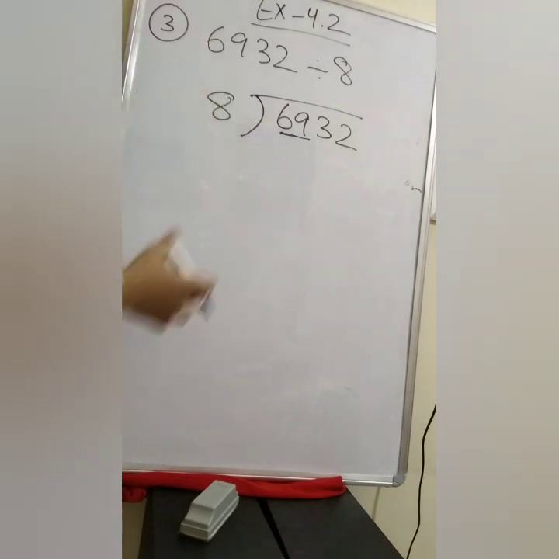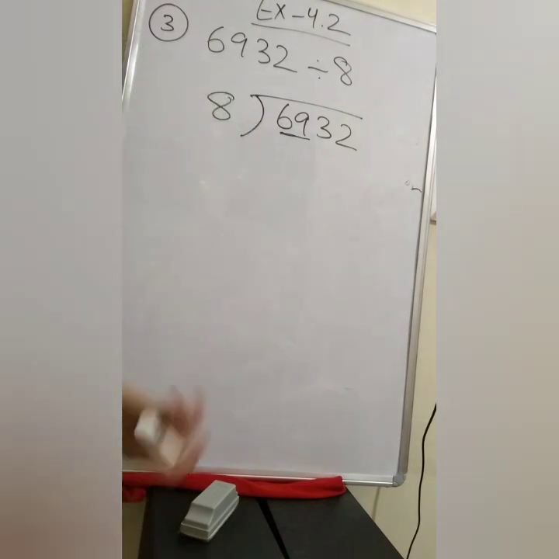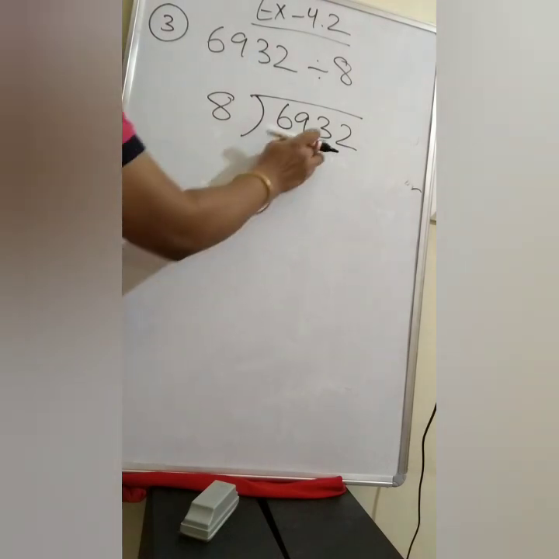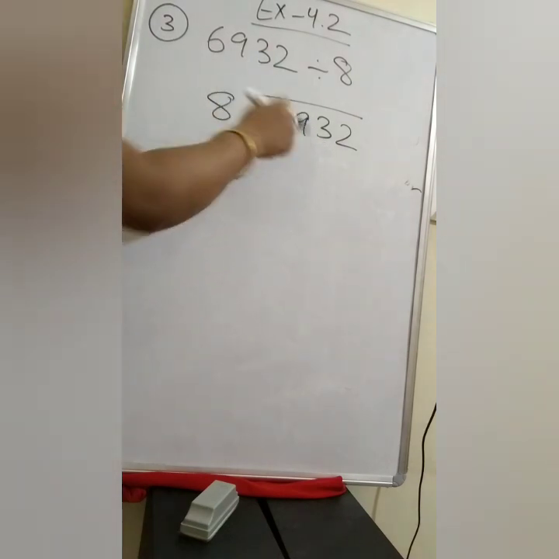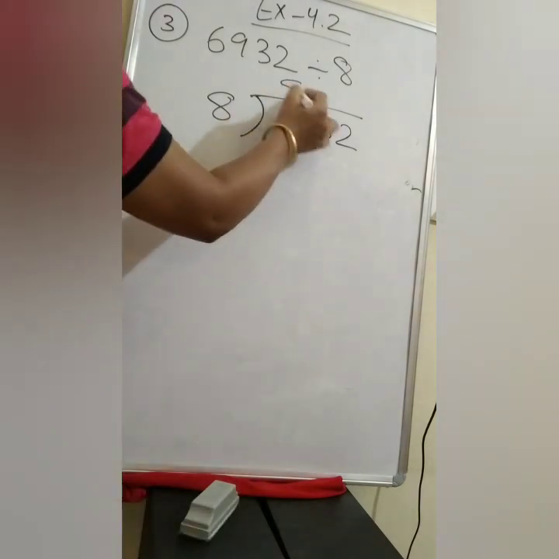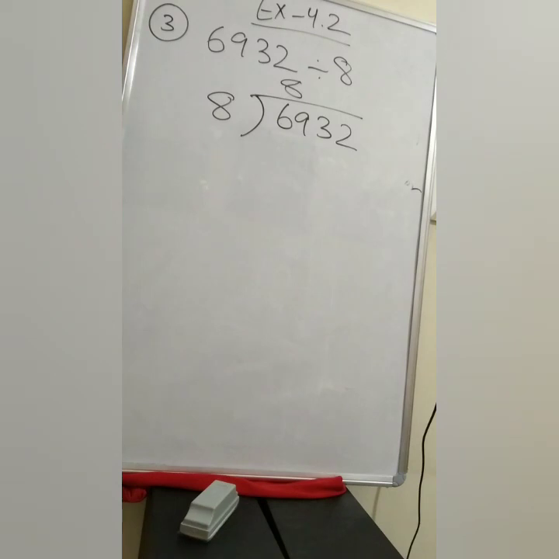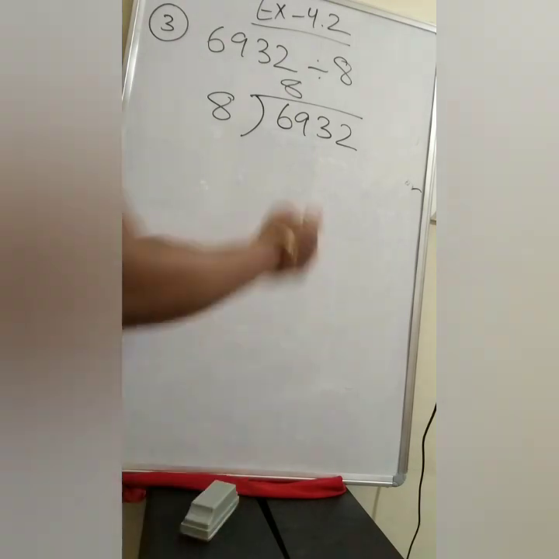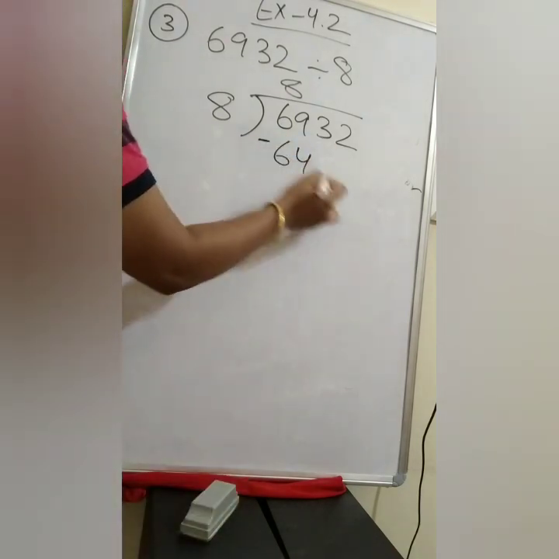8 ones are 8. 6 will not come, no. 6 is lesser than 8. So you have to take 2 numbers. So we are taking 2 numbers now. You know that 8 8s are 64. Take the next number, that is 9. 8 9s are 72. So this is crossing 69. So you will take 8. Then you are going to subtract.